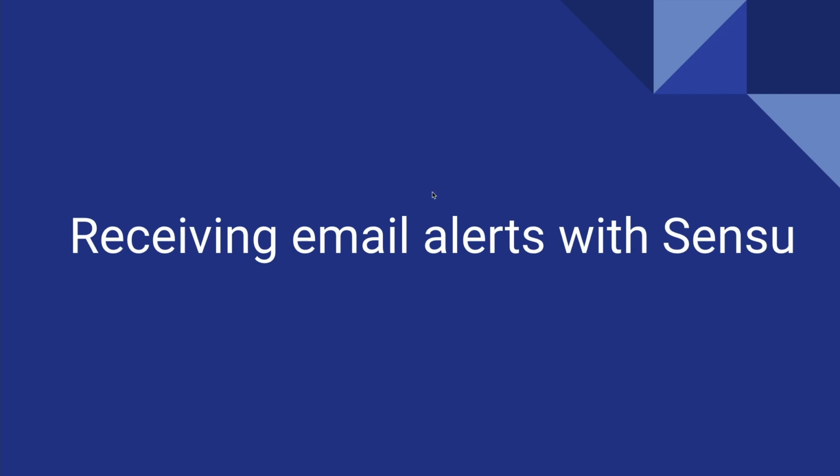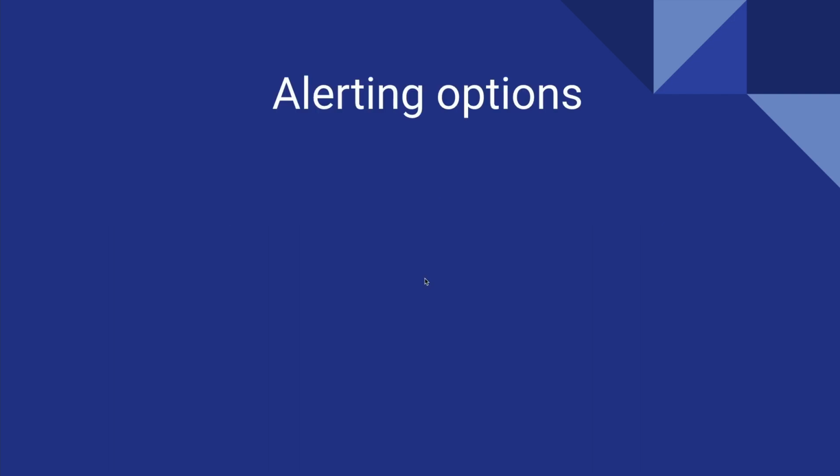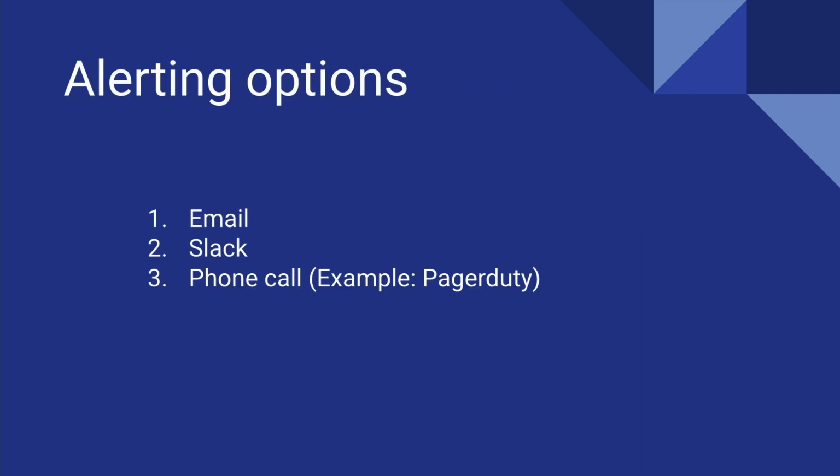So in this video, we are going to set up email alerts with Sensu so that when something goes wrong, we will get an email alert. Obviously, email is not the only option. There are a lot of ways you can be alerted, and the main three ways are, one, email, then a Slack message, and another one, more importantly, a phone call.